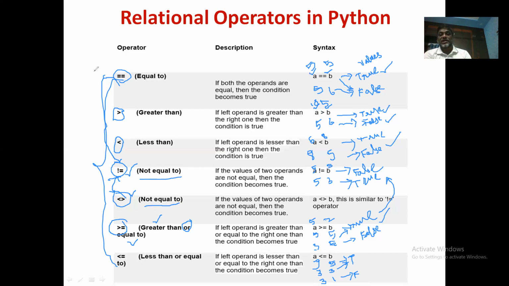What you need to understand here is the crucial points that you should remember: every relational operator, when applied on operands, returns either true or false based on the values of operands. That is the first point you should understand. And the second point is the expression that involves a relational operator is called a relational expression. Okay. So this is about relational operators.